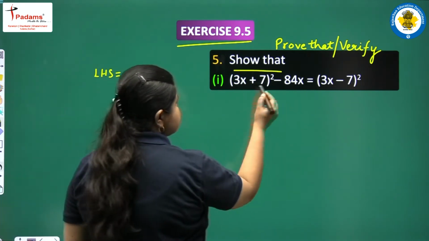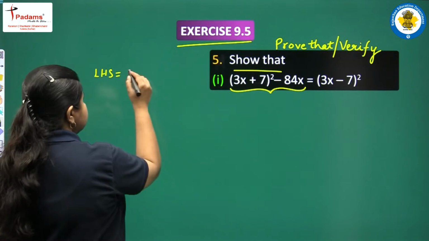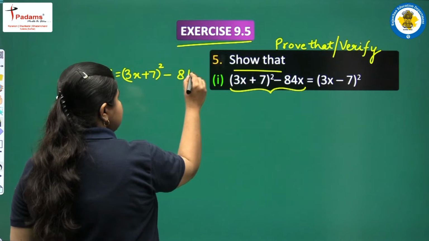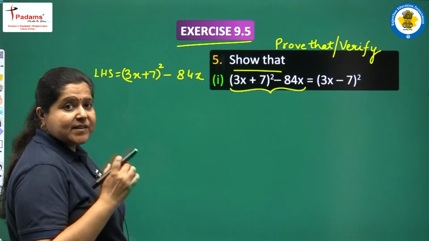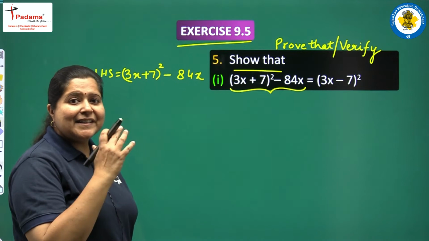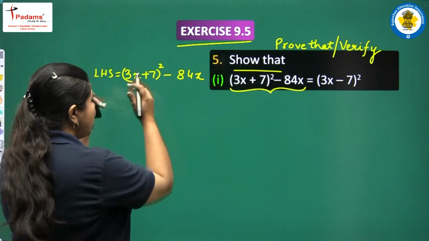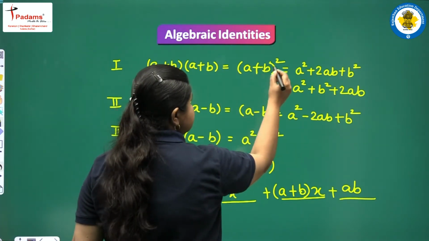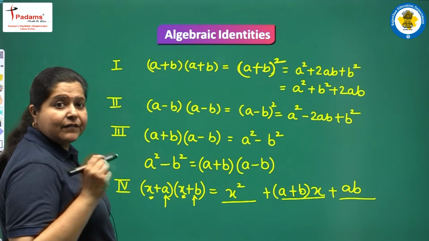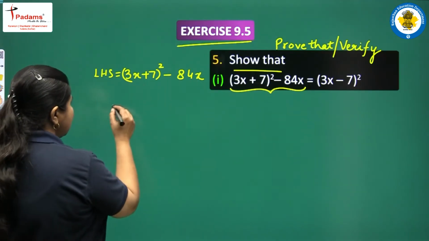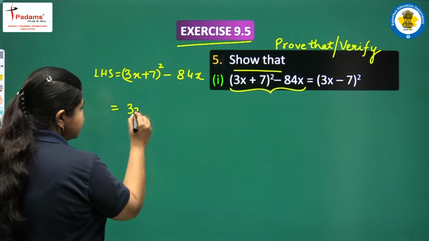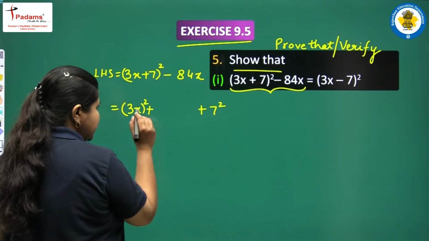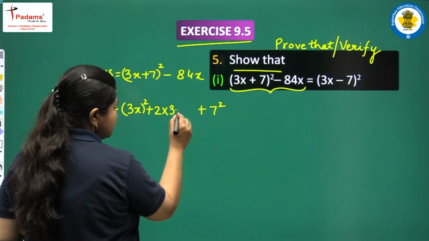LHS part is till this equality sign. ये पूरा LHS part है. This can be written as 3x plus 7 whole square minus 84x. Now look at this expression, 3x plus 7 whole square. Which identity should be applied here? You will see here we have whole square और बीच में है plus. Just recall here, we have a plus in the center and then whole square. So this is the case of the first algebraic identity, and so on applying this we will get the first term square plus the second term square, and in between plus multiply both these terms by 2.